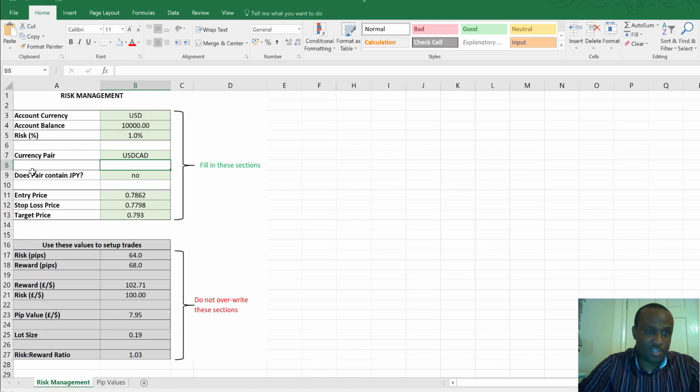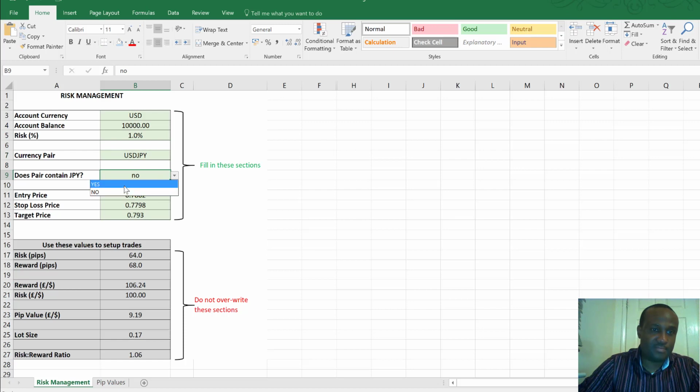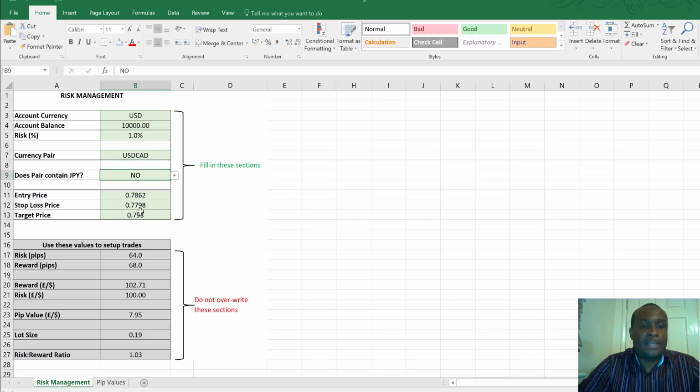It asks, does the currency pair contain a JPY? In this case, the currency pair is USD and CAD, so the answer is no. But if that was USD JPY, then the answer would be yes. Here it is not, so the answer is no. Now I've got to determine where my entry price, my stop loss price, and my target price will be.